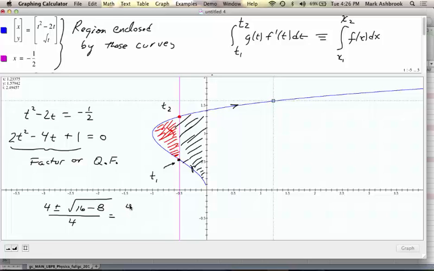So we got 4 plus or minus the square root of 8, all over 4. The square root of 8 is 2 square root of 2. So we can factor out a 2 from everything, and we get 2 plus or minus square root of 2, all over 2. So this t1 right here will be 2 minus radical 2 over 2, and this t2 will be 2 plus radical 2 over 2.